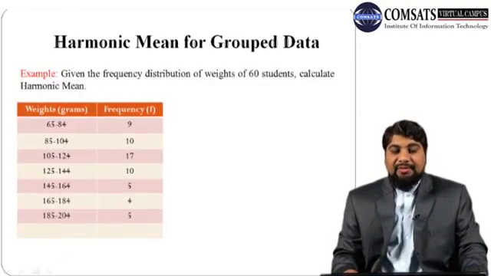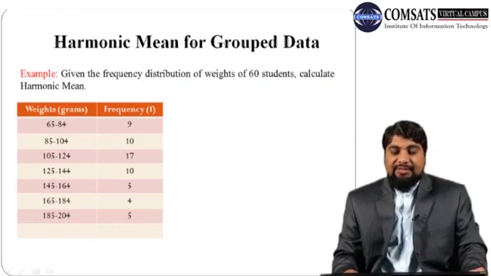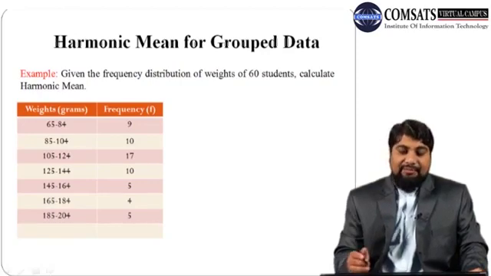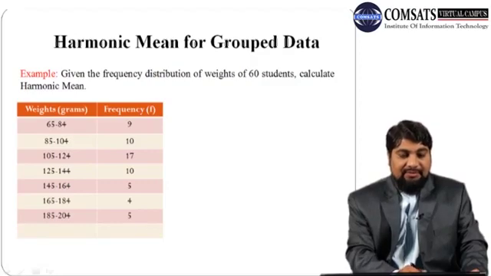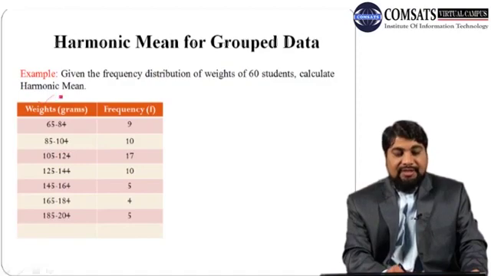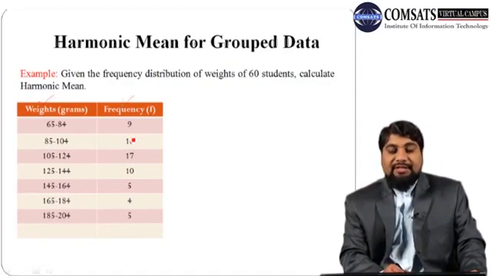So example, given the frequency distribution of weights of 60 students, calculate harmonic mean of this data. Remember that this is the same data which we used in order to calculate geometric mean in the previous geometric mean for the grouped data. So in the first column we have the weights in grams, and in the second column we have the corresponding frequencies. So we are interested in finding the harmonic mean.